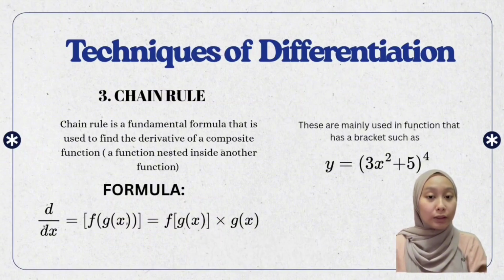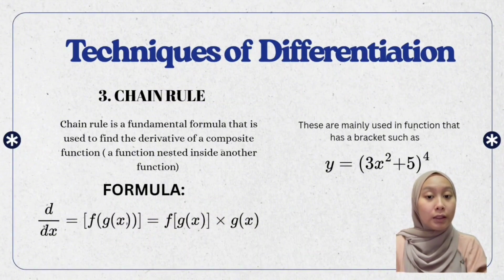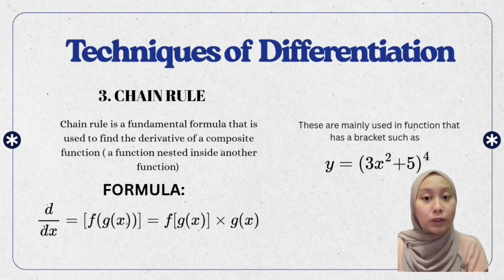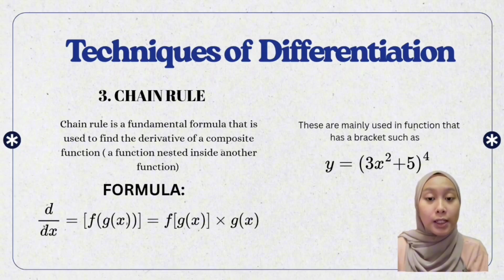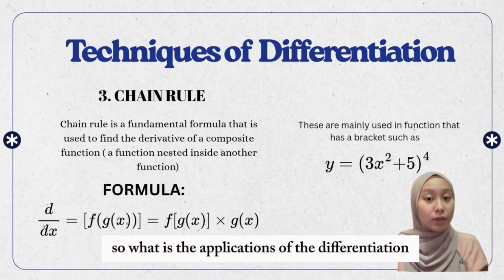The last formula is the chain rule. The chain rule is a fundamental formula used to find the derivative of a composite function, which means a function nested inside another function. It is mainly used for a function that has a bracket, such as y equals (3x squared plus 5) to the power of 4. The formula of the chain rule is d over dx of f(g(x)) equals f'(g(x)) multiplied by g'(x).